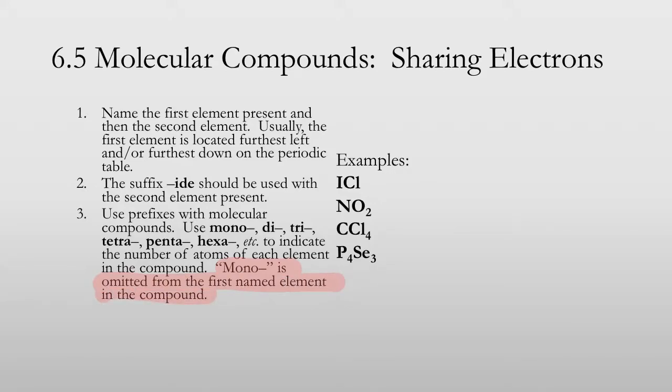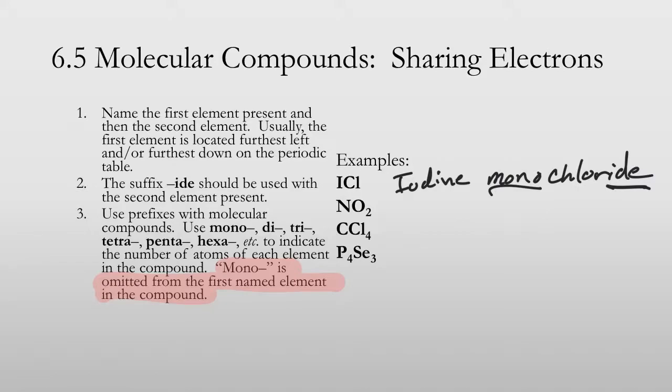All right, so examples here, we have ICl, and this has the name iodine monochloride. We don't say monoiodine monochloride, even though it means the same thing. We just say iodine monochloride. Notice we have mono in front of the chlorine, and we change the ene part of chlorine to ide.